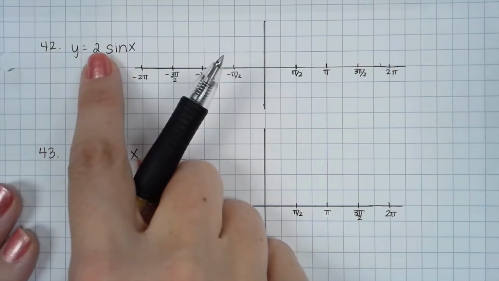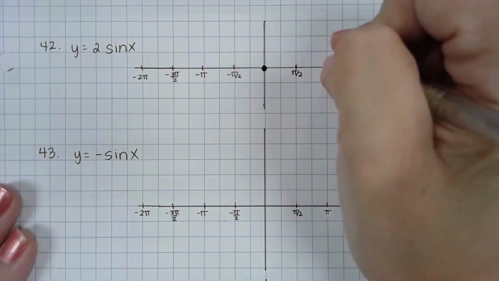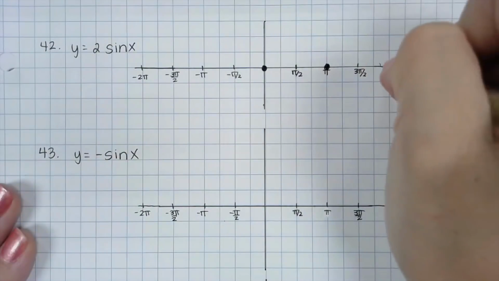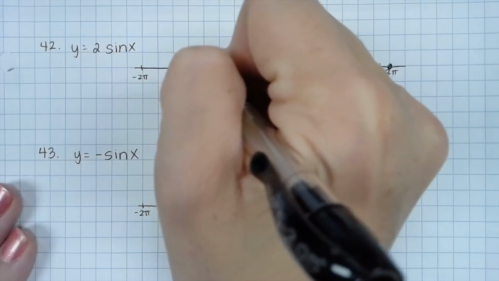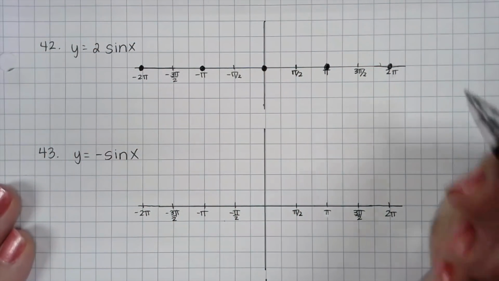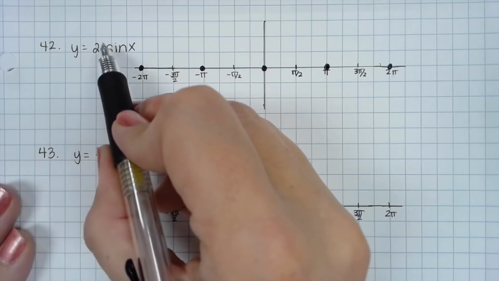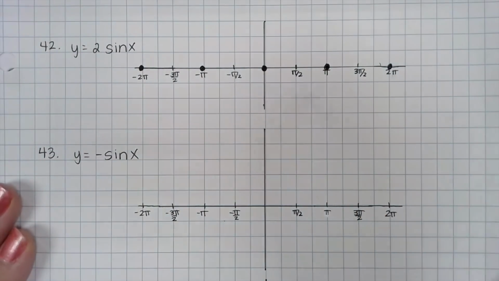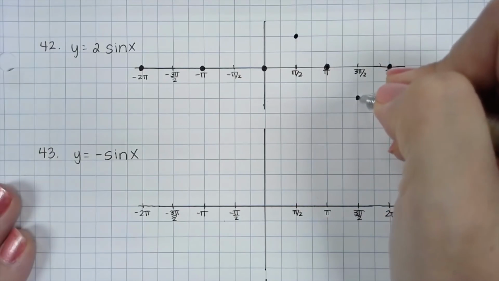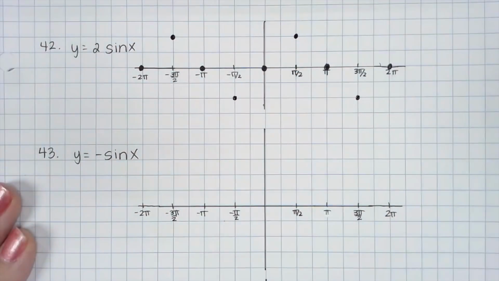So 42 is y equals 2 sine x. So you'll remember that sine always goes through the middle. As long as there's no horizontal compression happening, sine has zeros at pi and 2 pi, and then at negative pi and negative 2 pi radians. And then at the pi over 2's, so here and here, normally it would go up to 1, but this 2 out front creates a vertical stretch by 2. So instead of just going up to 1 here, it's going to go up to 2, and then instead of just going down to 1 here, it's going to go down to negative 2. And then on this side, it would be the opposite of that.